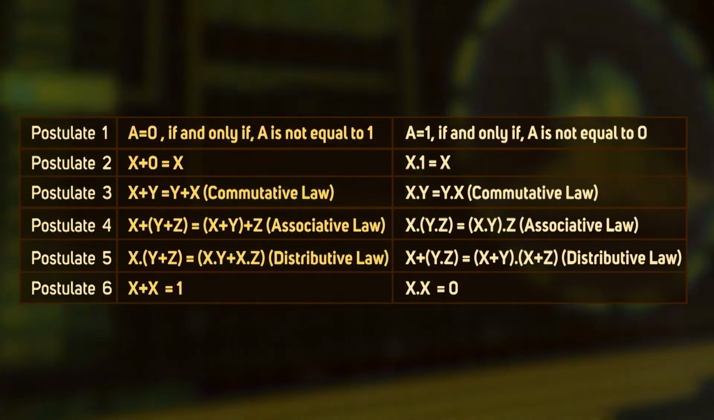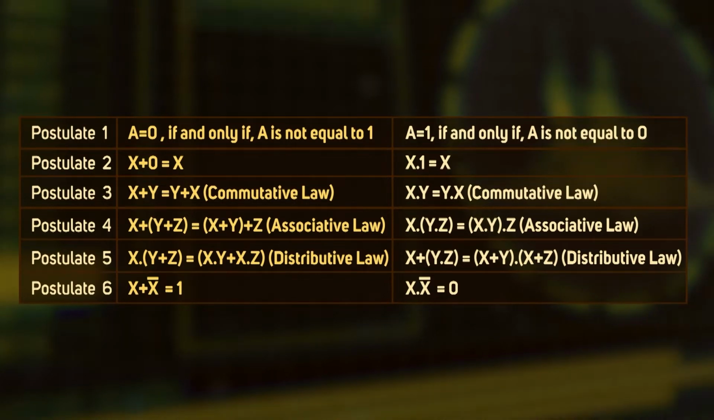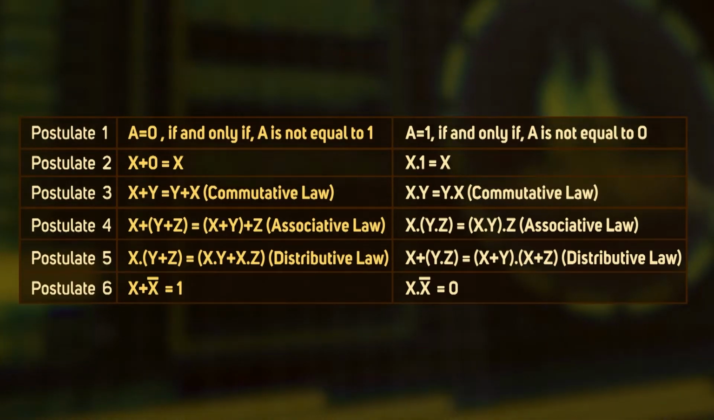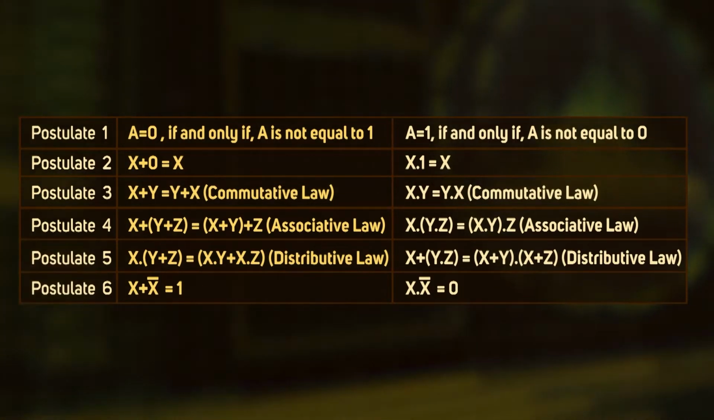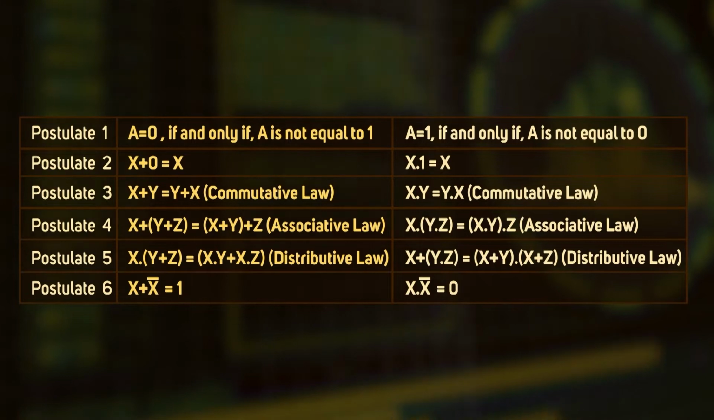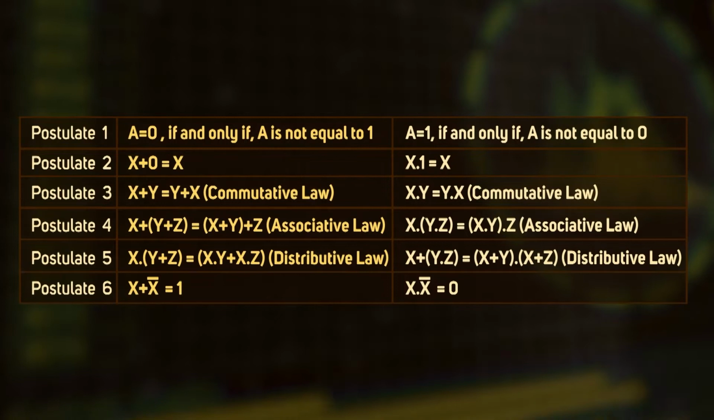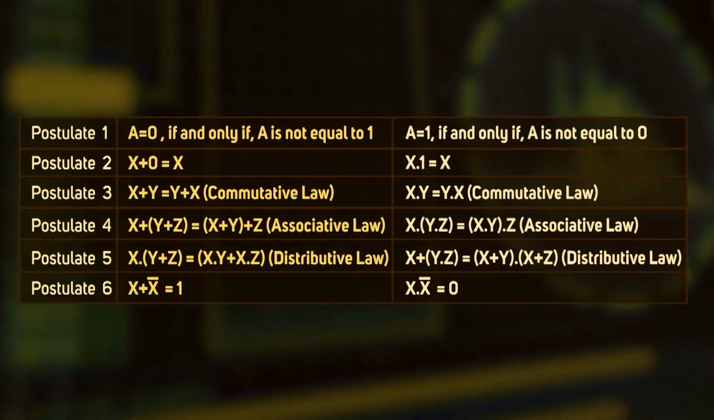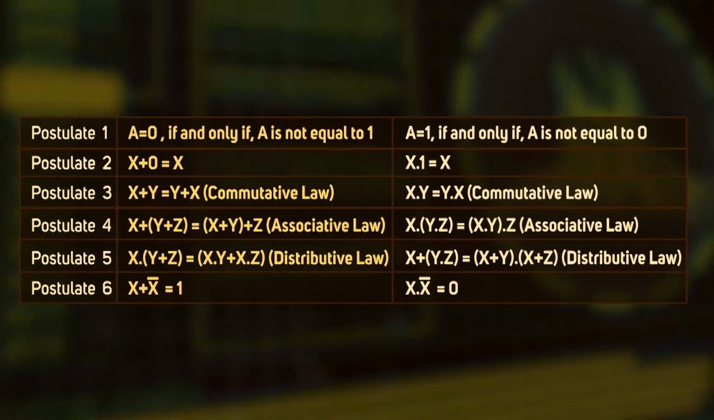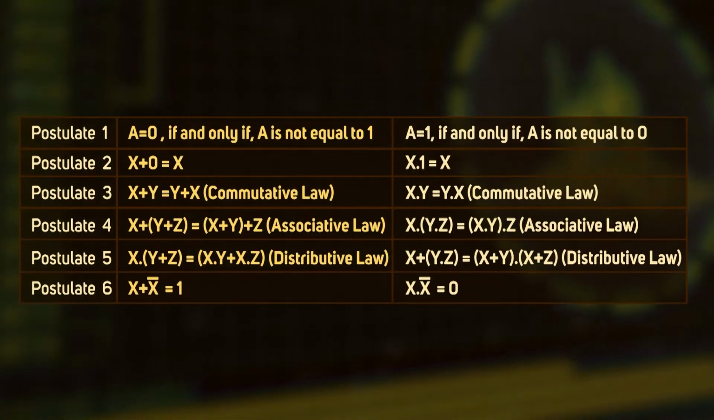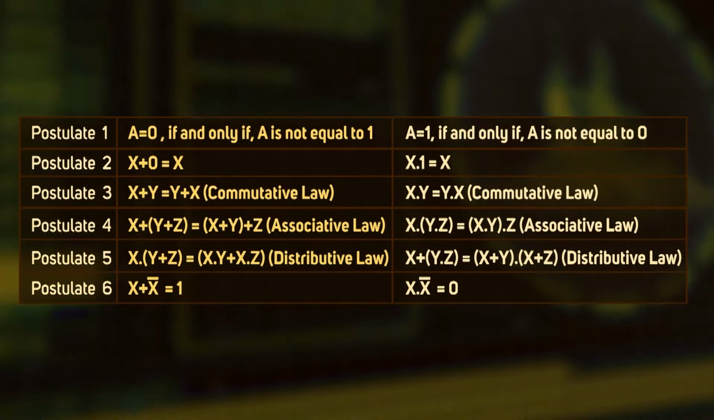And the last postulate states here x plus x complement equal to 1, and x dot x complement equal to 0. A Boolean variable ORed or logically added with its complement gives a 1, and a Boolean variable ANDed or logically multiplied with its complement gives a 0. You must learn the postulates and theorems thoroughly, which would be helpful while minimizing Boolean functions and expressions.